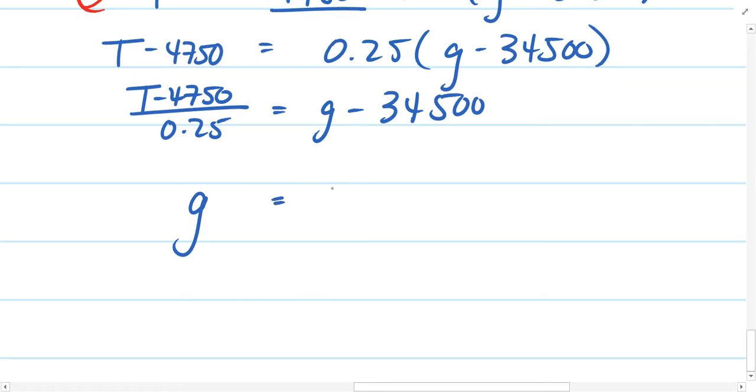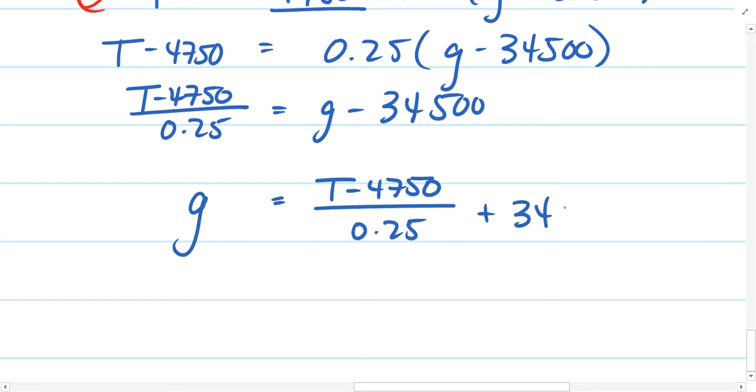G is equal to now T minus 4750 divided by 0.25 plus 34,500. And by nature of this expression on the right-hand side, this G value is based on T, and therefore it is the inverse of T based on G.